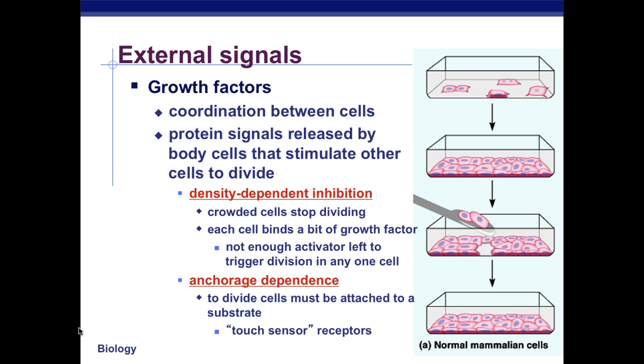Anchorage dependency. To divide, cells must be attached to a substrate. So it's a touch receptor sort of dependency, that they have to be anchored at a certain point in order for them to divide.